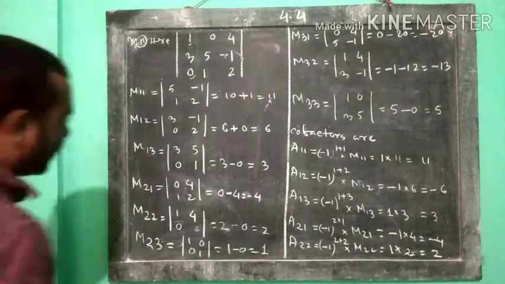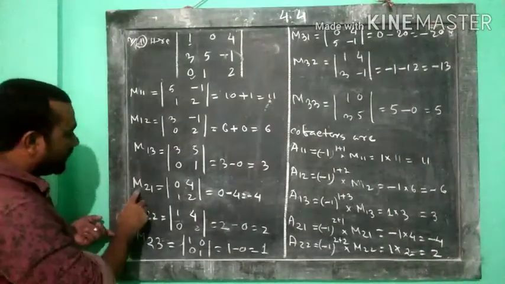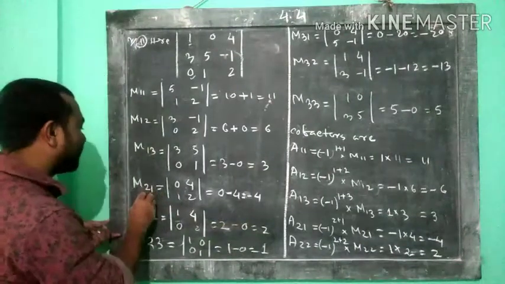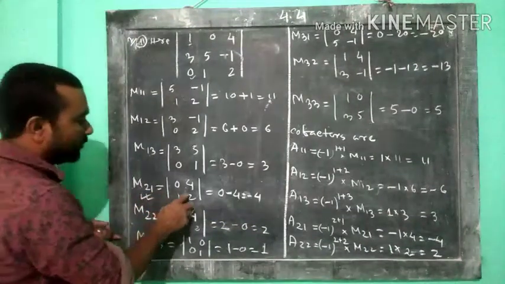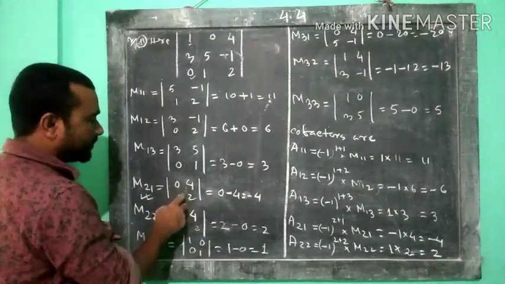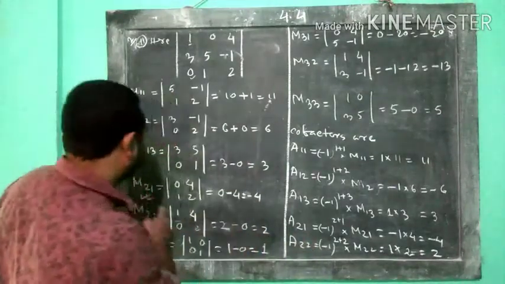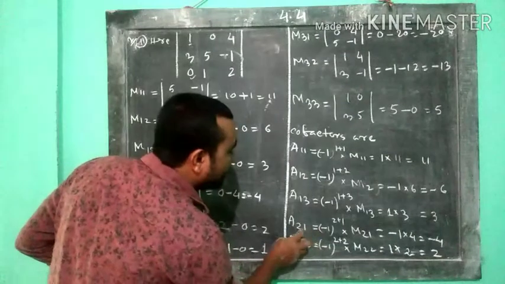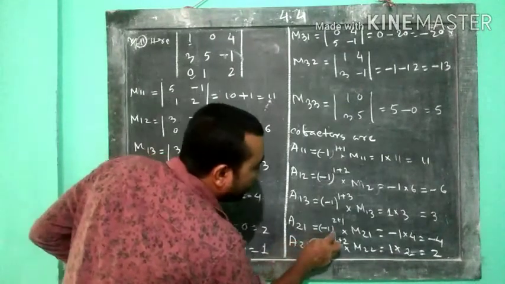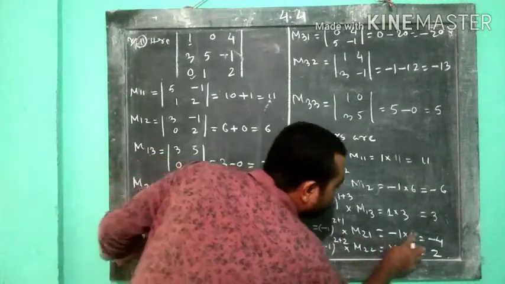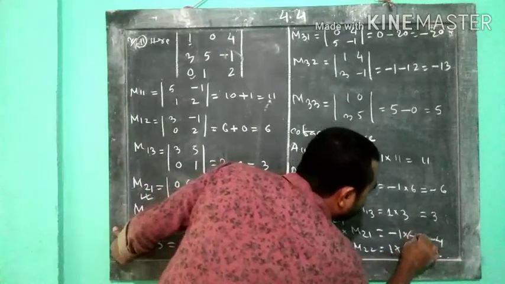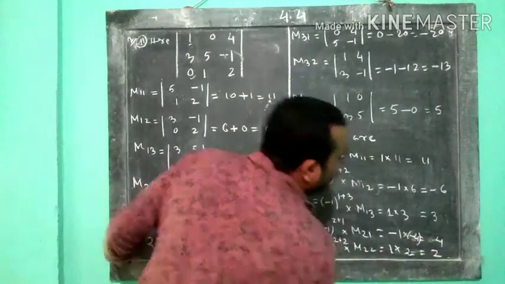So see here, what is the cofactor of the minor M21? M21 is 0 minus 4, so this should be minus 4. Correct it here: the cofactor of A21 is minus 4. This is minus 4, and this is also minus 4, so minus minus is plus 4.